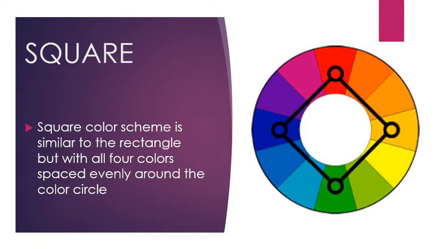And lastly, square. Square color scheme is similar to the rectangle but with all 4 colors spaced evenly around the color circle. For this example, the square colors are red, orange, green, and blue.